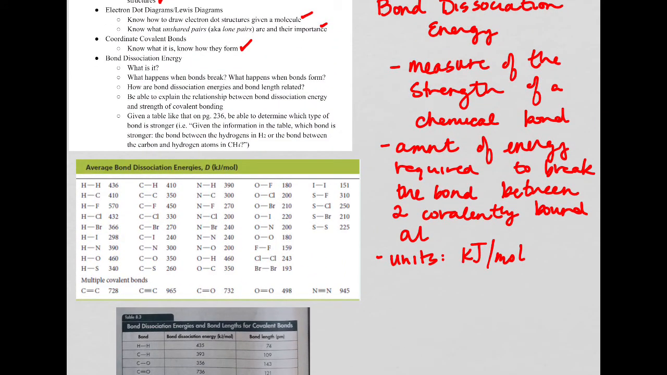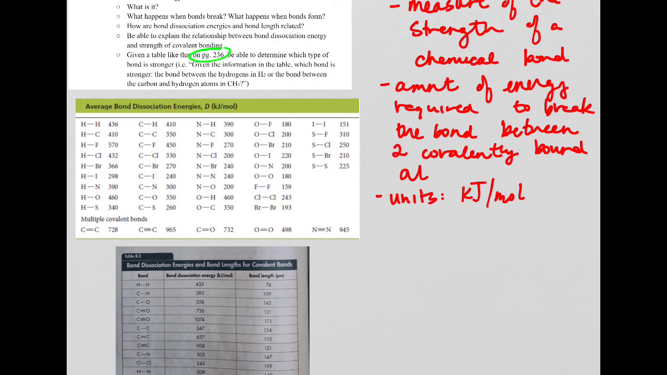Be able to explain the relationship. I just said that one. Okay, given a table, it's page 236. There it is. Okay, given this table that I just shared with you down here, be able to determine which type of bond is stronger. For example, if we were given the information on this table, which bond is stronger? The bond between the hydrogens in H2 or the bond between the carbon and the hydrogen in the atoms of CH4? So let's look at that.